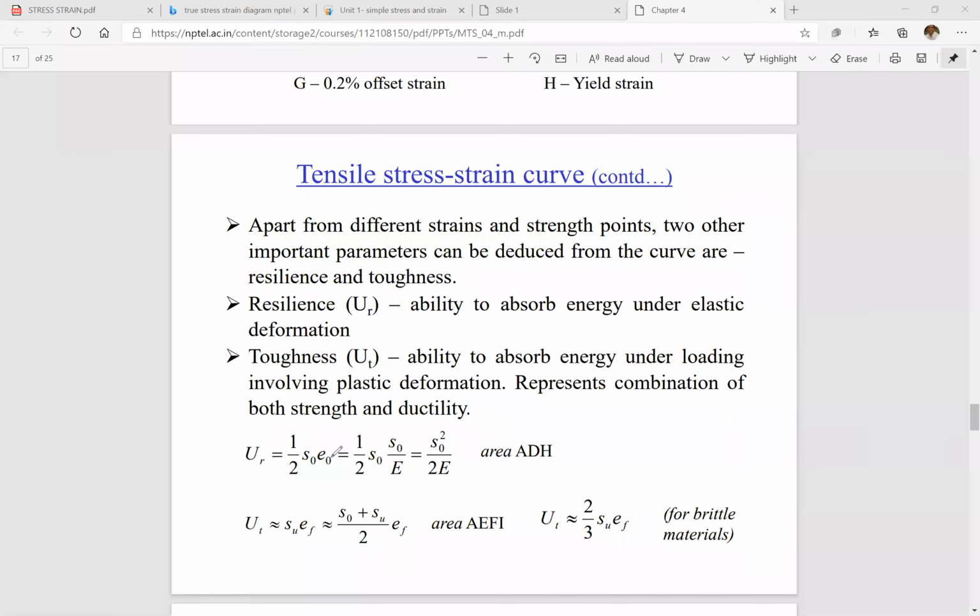Resilience is represented as UR. UR is equal to half of S0 times E0, where S0 is the initial stress, E is the strain, and here E is the Young's modulus. So we can say it is half S0 squared by E, that is 1 by 2E times S0 squared. That is the area under the curve, the resilience.